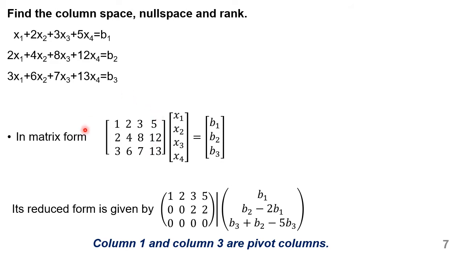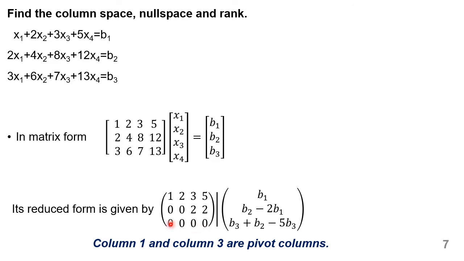Now we reduce this matrix into the echelon form. When we do any row operations on the left hand side, the same operations will be done on the right hand side. That will give me the reduced form of the matrix, given by 1, 2, 3, 5, 0, 0, 2, 2, 0, 0, 0, 0. So one row has become redundant. So I can say the rank of the given matrix is 2.